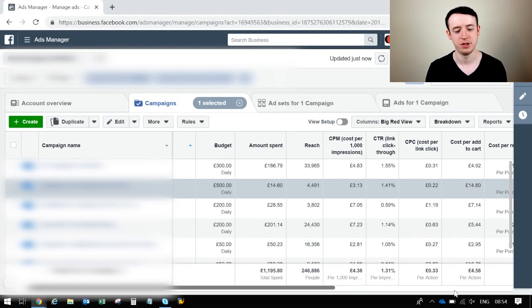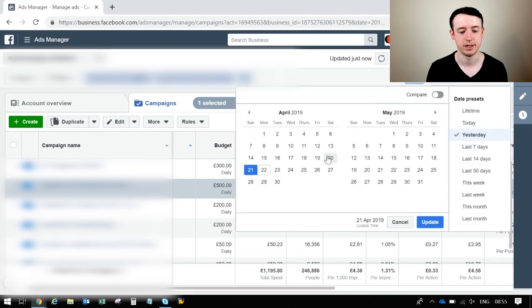But once you get into it, also if you play around with it a little bit, it's fine. Just, if you're going to set your bid cap, just set it at 75% of your break-even point. If it's not spending, as you can see here on this day, I had a £500 budget, but it only spent £14.60. That basically said to me that my bid cap was too low on that day. But if I go back to, say, the 20th, bid cap was the same.